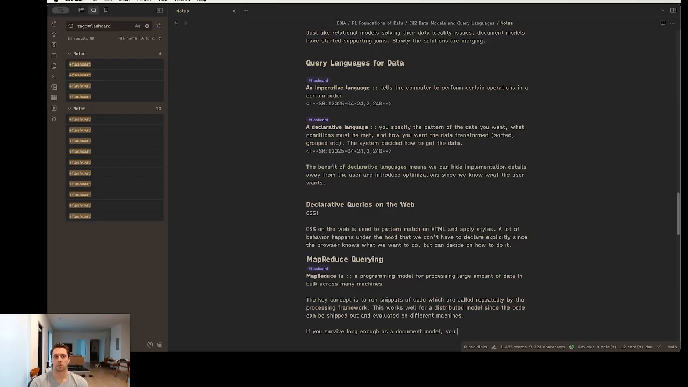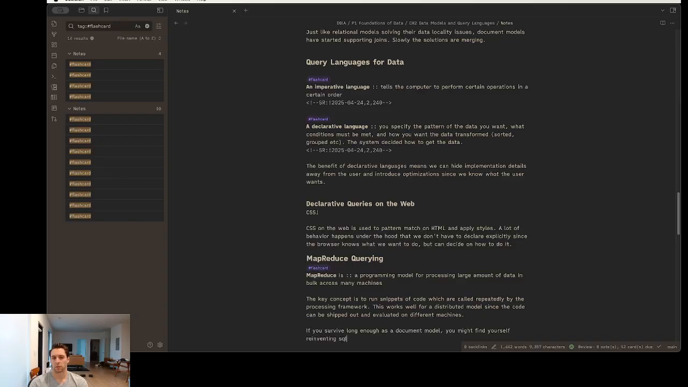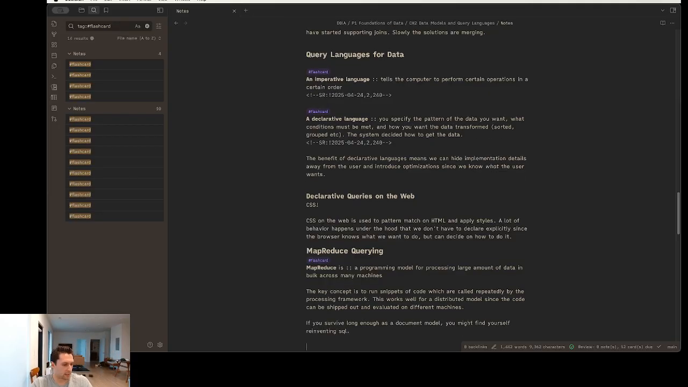What is it? There. Graph-like data models. Ugh, God, I don't want to learn about this.